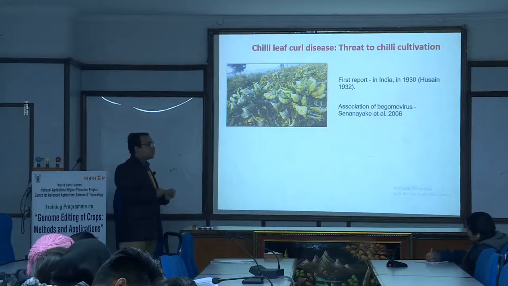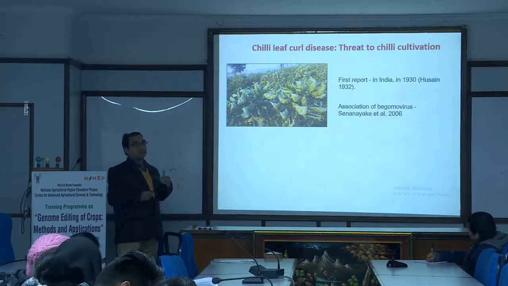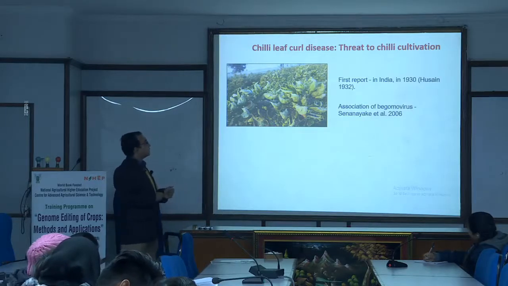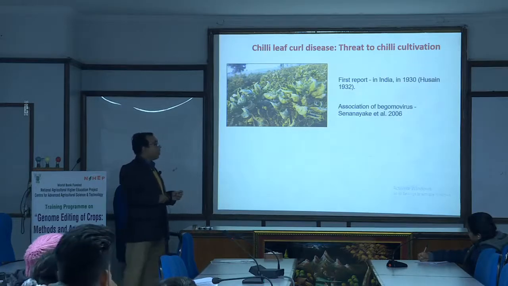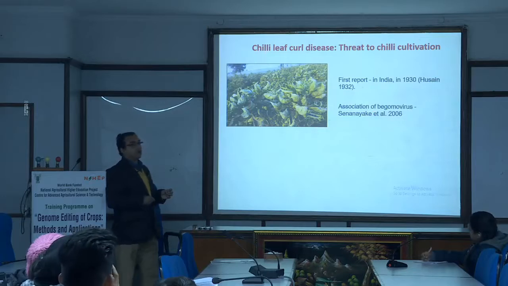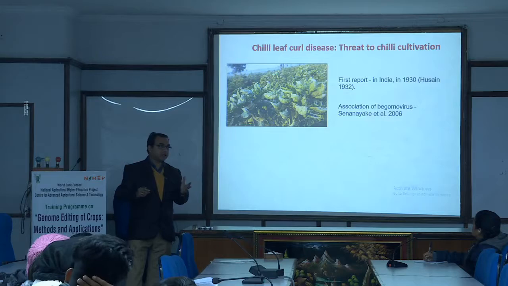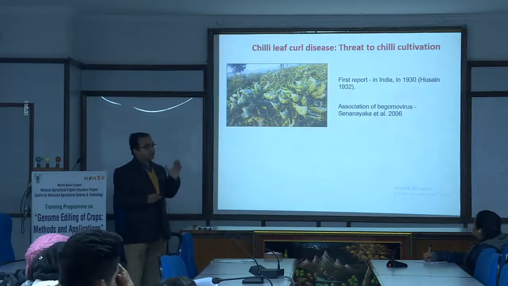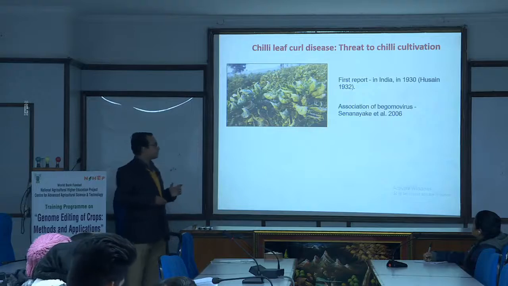This is the condition in the field, this is the leaf curl disease, no chili, nothing. So, farmers have committed suicide in Maharashtra and Madhya Pradesh. The first report was in India during 1930, but long after that we could find out that there is a begomovirus which is actually causing the disease. The people earlier thought it is a mite, something like that, but ultimately we established from our lab that it is a begomovirus which is causing the disease.